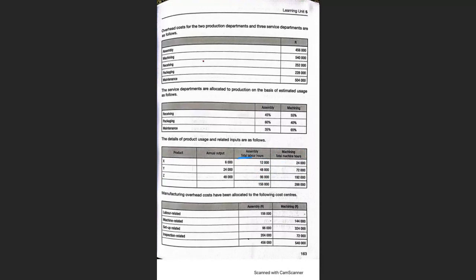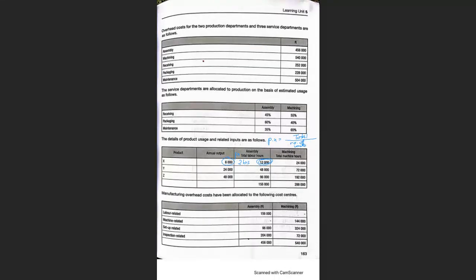What we're going to do here is work out how many labor hours are required per unit. So if it's 12,000 hours needed in total, to get to a per unit figure, we always take the total and we divide it by the number of units. So the total is 12,000, the number of units is 6,000. So 12,000 divided by 6,000, we need 2 labor hours per unit.